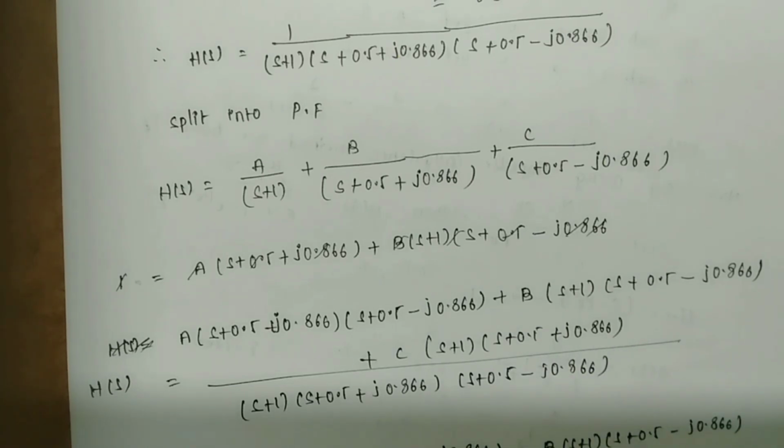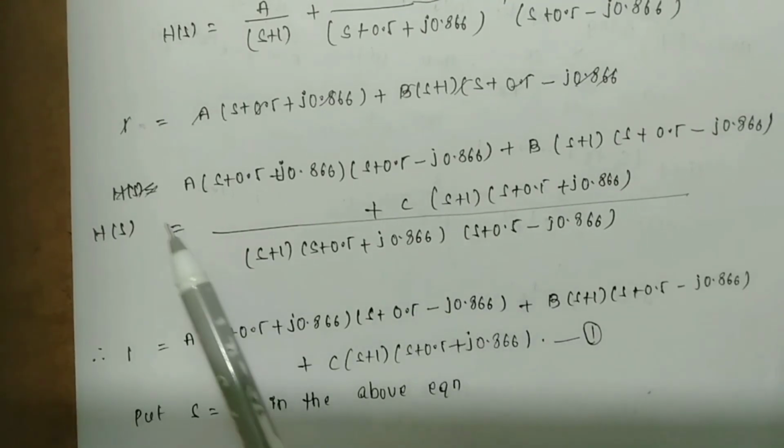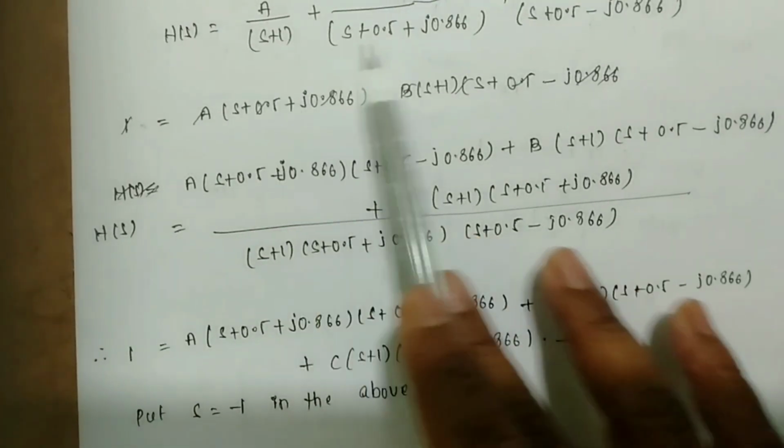Now the next target is to find the values of A, B and C. H(s) on both sides has the same denominator, so the numerators will be the same.